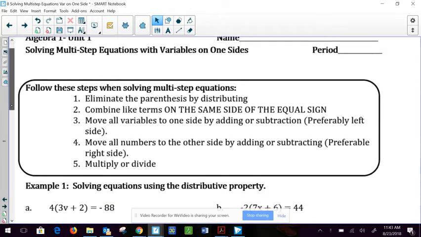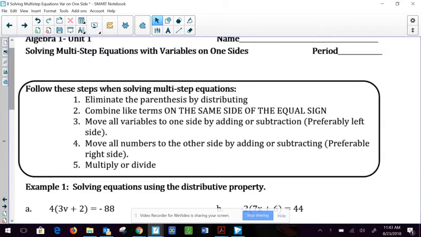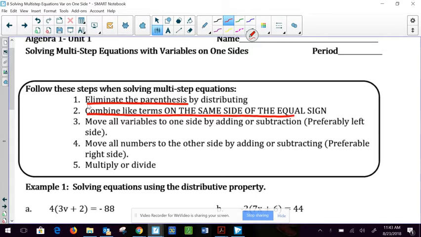Today, we're going to start solving multi-step equations with variables still only on one side. What we have written here for you are some general steps to solve any equation. Things I want you to really pay attention to are eliminating parentheses and combining like terms on the same side of the equal sign. So if we're saying like terms on the same side of the equal sign, you have to know what a like term is.